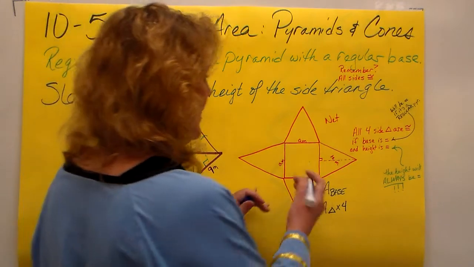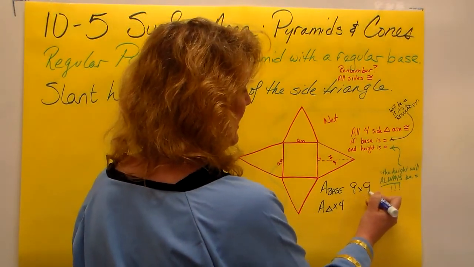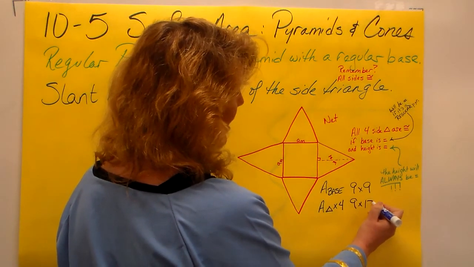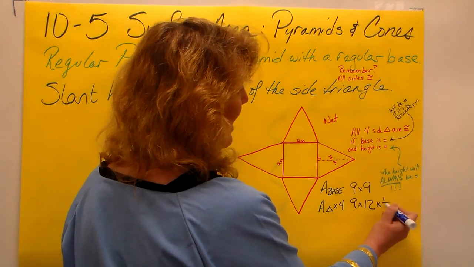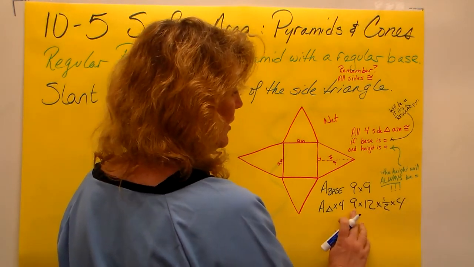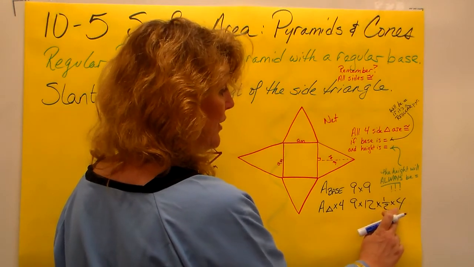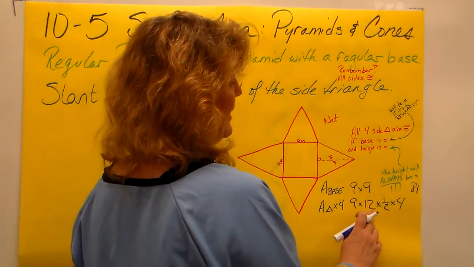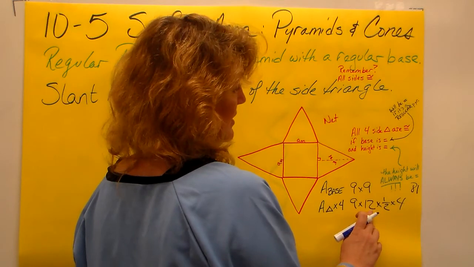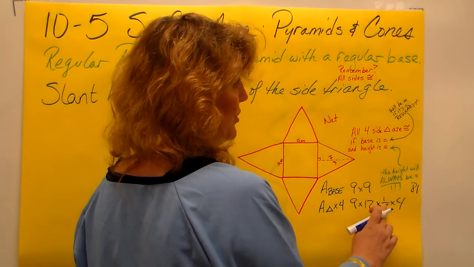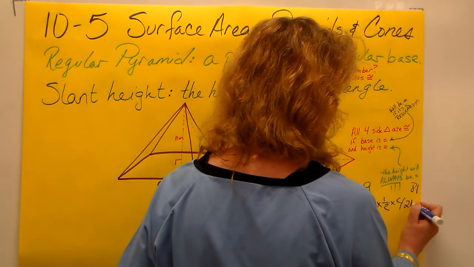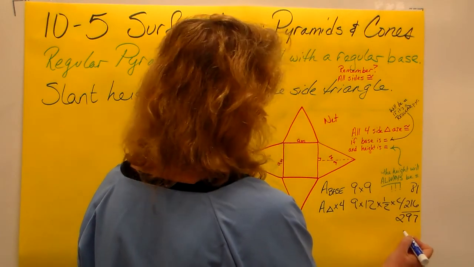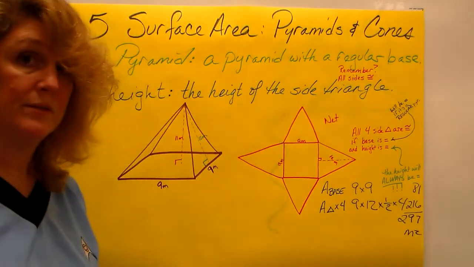All right, so the area of our base is 9 times 9, and the area of our triangle is 9 times 12 times 1/2 times 4. So it's 9 by 12 divided by 2, which is a triangle, times 4. So 9 times 9 is 81. And 9 times 12 is 108, times half times 4, which is times 2, is 216. So I'm going to add 216 and 81, and I'm going to get 297 meters squared. Okay?